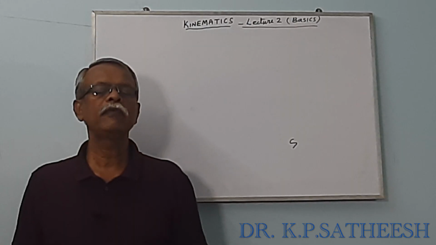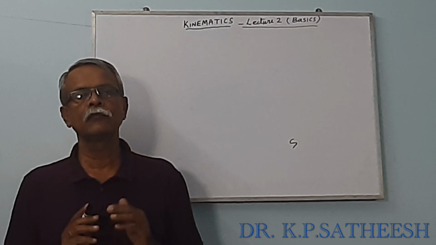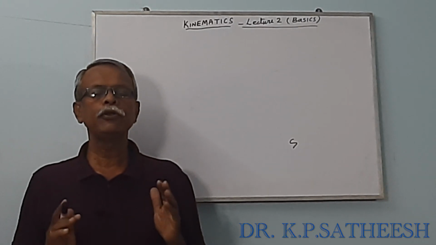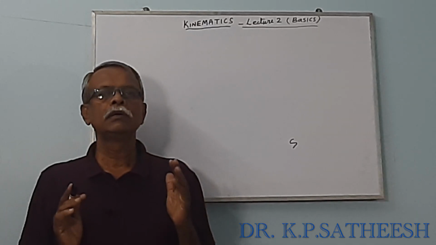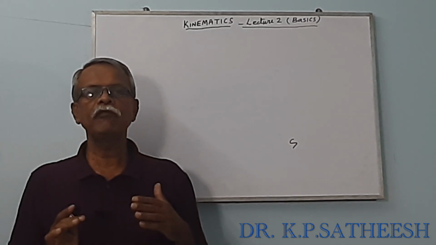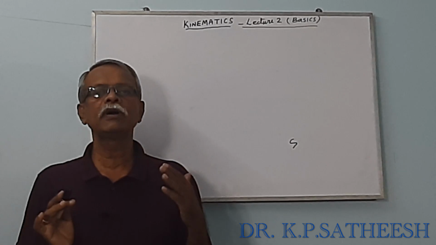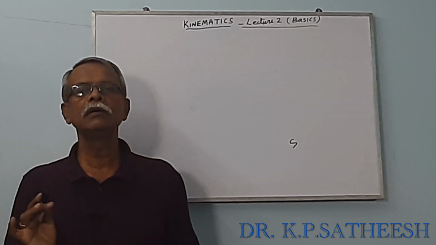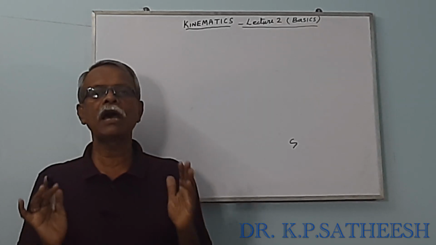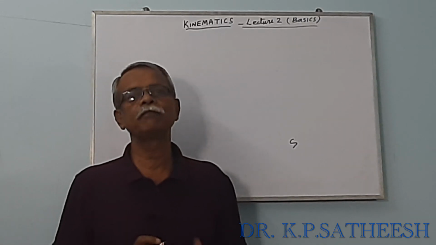Today we start lecture number 2 of kinematics. In the last lecture, that is lecture number 1, we have developed two important variables of kinematics. And today we will develop the second basic variable of kinematics, that is speed and velocity. Actually, we will be discussing the average speed and average velocity in this lecture.